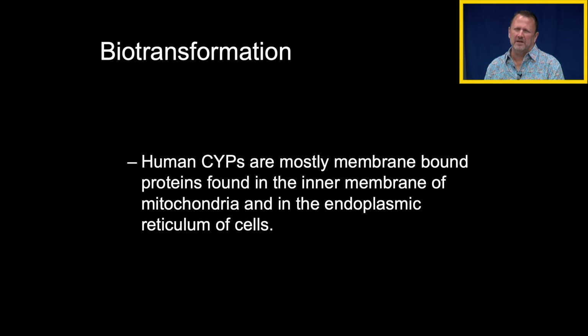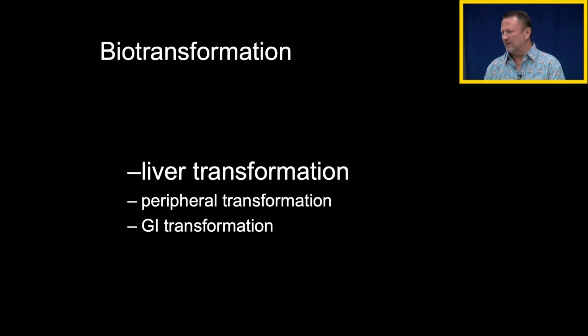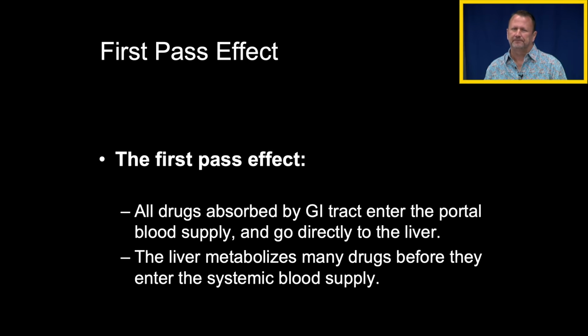Human CYP enzymes are membrane-bound, and they're found on the inner membranes of mitochondria and the endoplasmic reticulum of cells, and there's lots of this stuff in the liver as well. And so we like to blame the liver for all this biotransformation, but it occurs peripherally in the gastrointestinal tract, everywhere else as well. And if you read carefully, you'll see that biotransformation occurs in all sorts of interesting places.